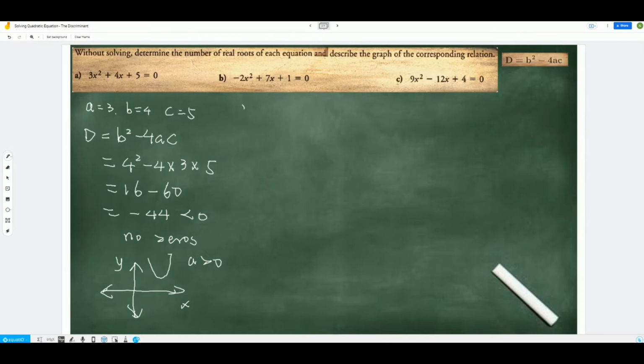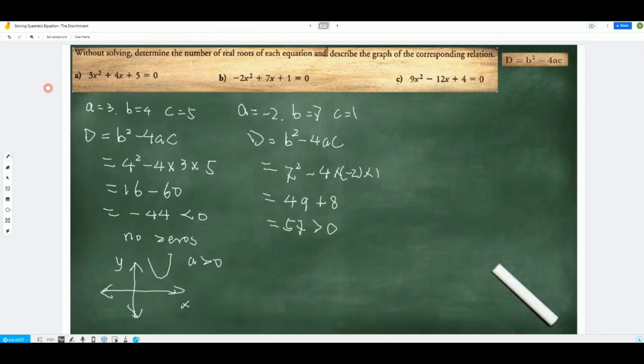Look at B. We still determine a equals negative 2, b equals 7, and c equals 1. So copy the discriminant expression, b squared minus 4ac, and substitute: 7 squared minus 4 times negative 2 times 1. That's 49 minus negative 8, which is 57. 57 is greater than 0, which means there are two real roots.